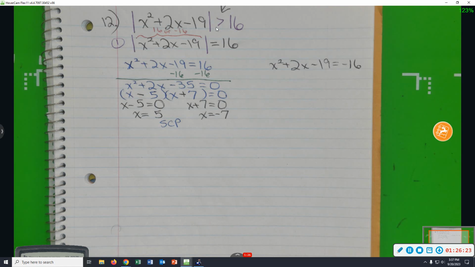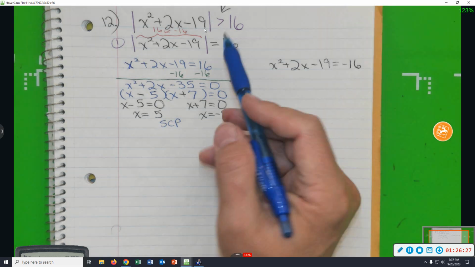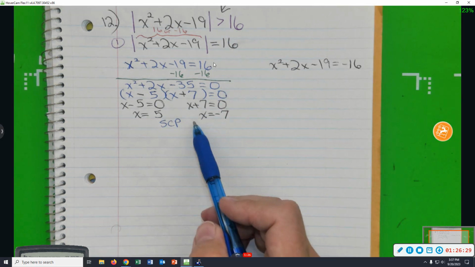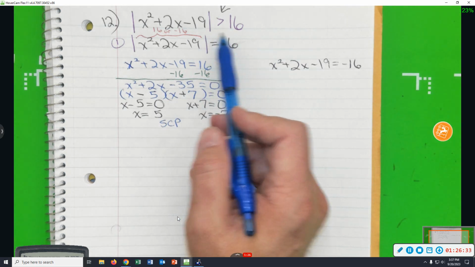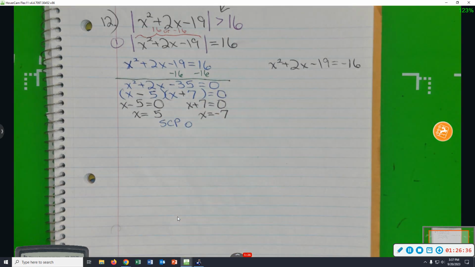Will they be open or closed? Open. Notice there's no equality. These numbers make the left side equal the right side. There's no horizontal bars, so open.